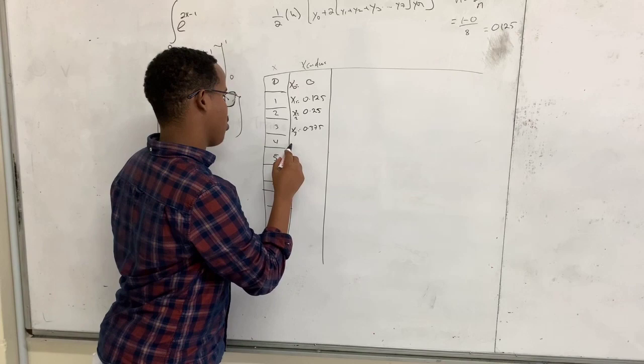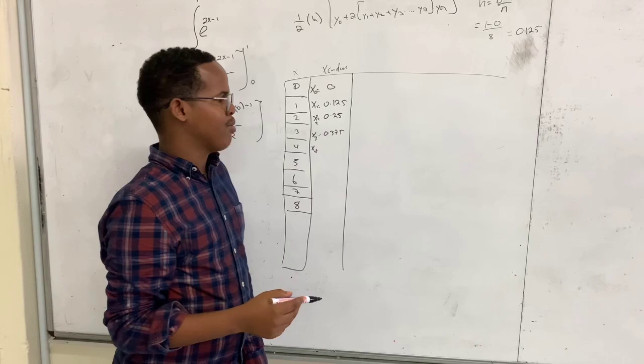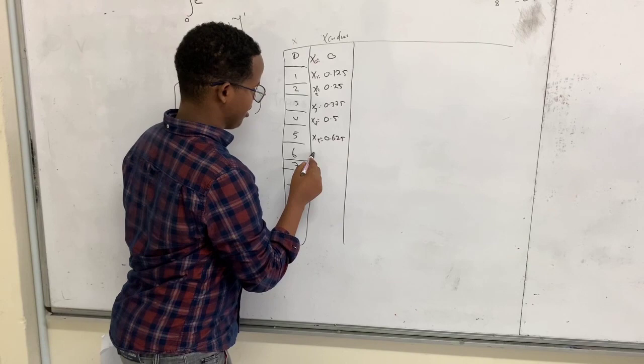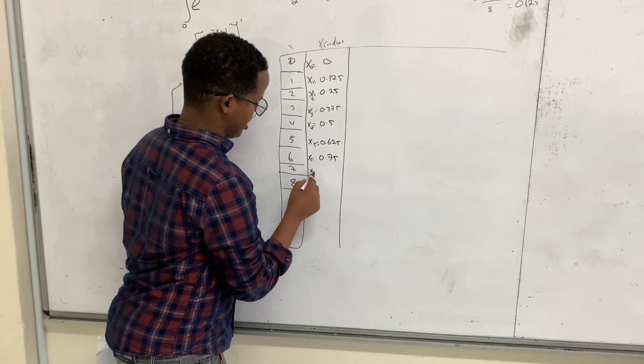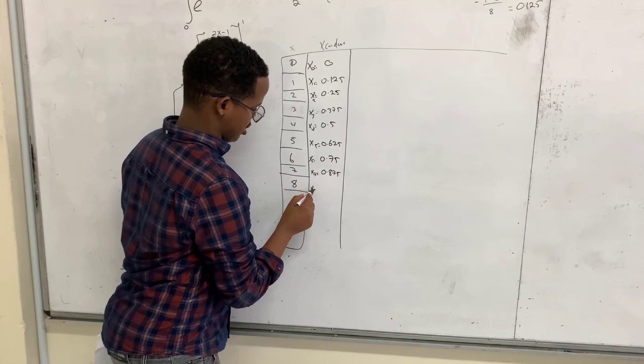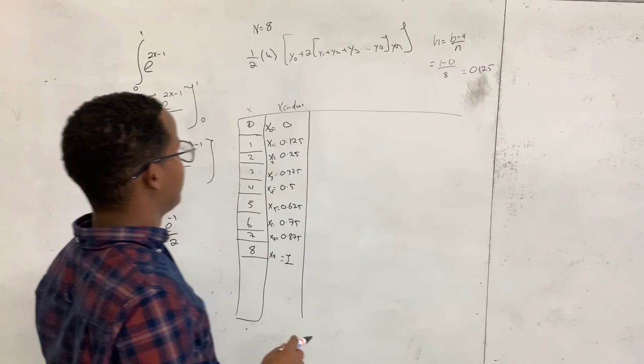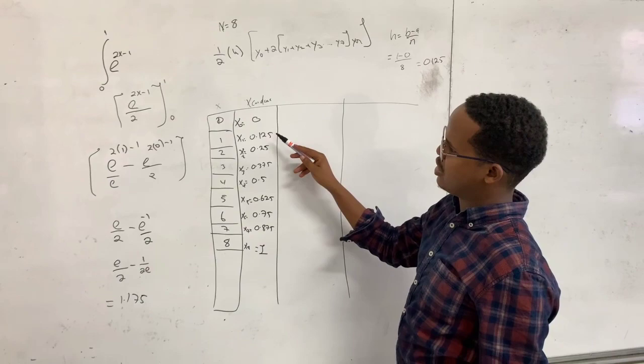And then x4 is equal to 0.375 plus 0.125, and that is 0.5. And x5 is equal to 0.625, and then x6 is equal to 0.75, and then x7 equal to 0.875, and the last one is x8 equal to 1. So we have reached our limit, and for these positions we have to put these numbers.